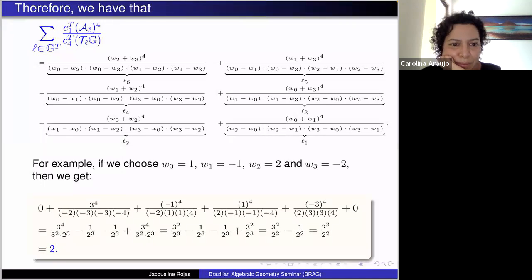I don't know if it's a surprise, but if you take for example here W0 equal one, W1 equal minus one, W2 equal two, and W3 is minus two. In fact, you can choose generic weights, yes, but in this concrete case, we get these sums on the screen and just sum, and to get two. This is the final idea. And then you see here you had six fixed points, and you are going to sum these six parts of this formula.